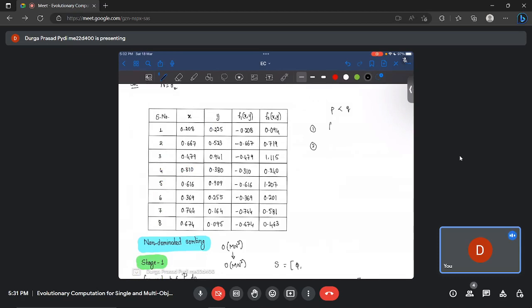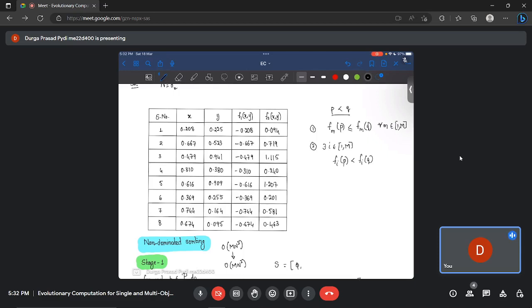The first criterion says that for each objective function, fm of P should be less than or equal to fm of Q, for all m belonging to 1 to M. And then there should exist at least one objective, fi of P, that is strictly less than fi of Q. Only if these two criteria are satisfied do we say P is dominating Q.